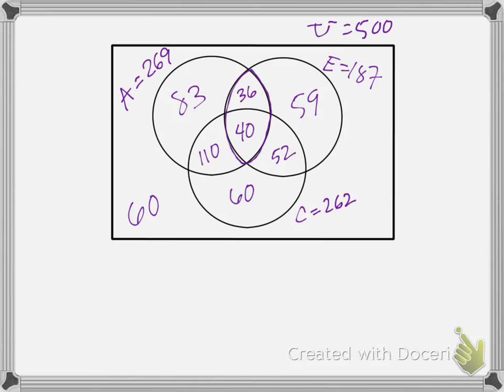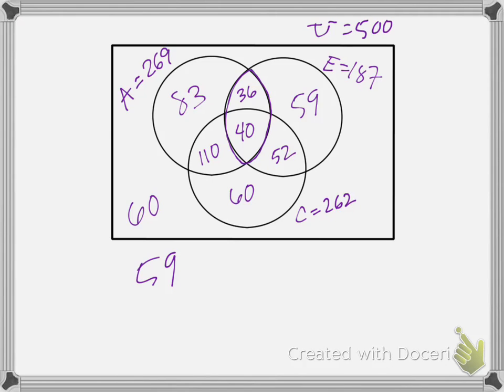Now let's answer the questions. It says, how many buyers wanted ergonomical seats but didn't want any automatic transmission or CD player? Okay, just ergonomical seats. 59. Okay, 59. Just wanted ergonomical seats.